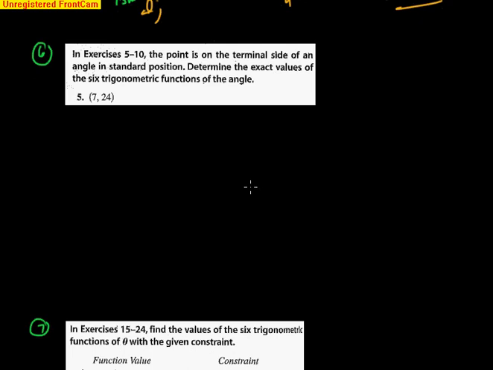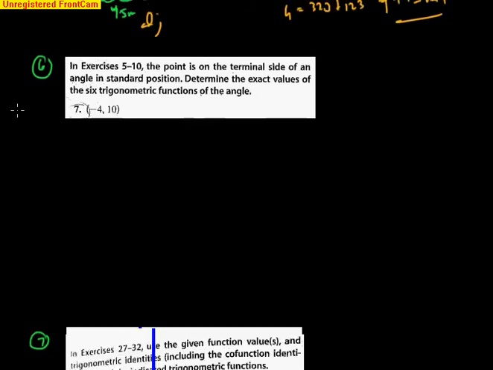6. The point is on the terminal side of an angle in standard position. Determine the exact values of the 6 trigonometric functions of the angle. Okay, so this is not the problem I wanted. Give me 1 second. Okay, that's better. I wanted that point, negative 4, 10.